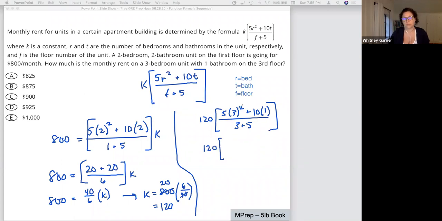Plugging in numbers. So this is 3 squared is 9, times 5 is 45, plus 10, divided by 8. So I've got 120 times 55 divided by 8. You can break out the calculator for this if you wanted to. You can start to reduce. This is 4 and 60. So 4 goes into 60 15 times. And I'm going to multiply 15 times 55. For that, I'd probably bring out the calculator. The numbers are sort of messy enough.